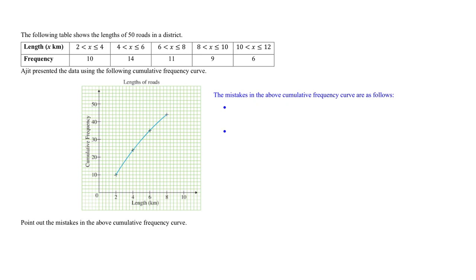Well, the first thing I see is that, how did he plot this point? Do you notice? This point here corresponds to 2 and 10. If I look closely, 4 and 14, 24, 4 and 24. Why 24? Because 10 plus 14, 6 and 35.